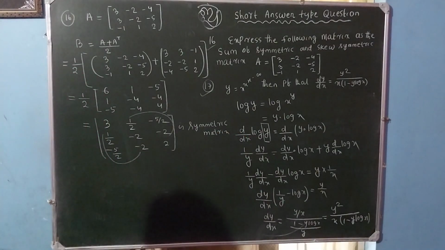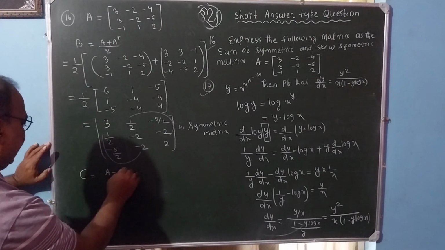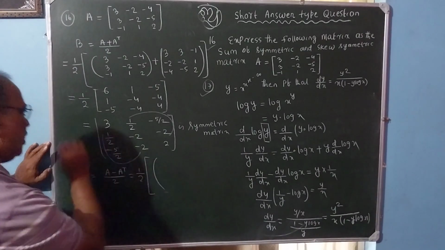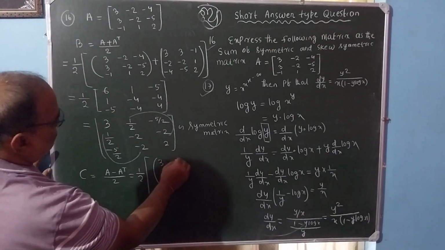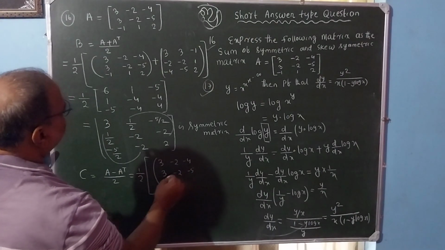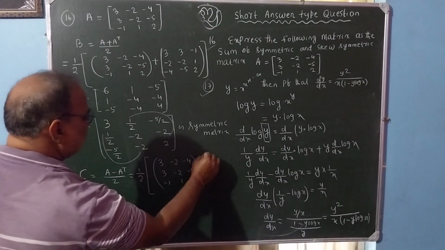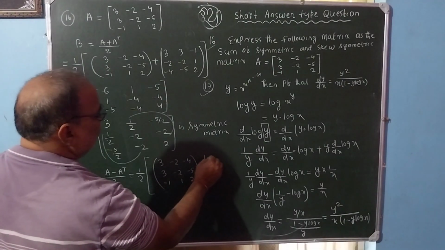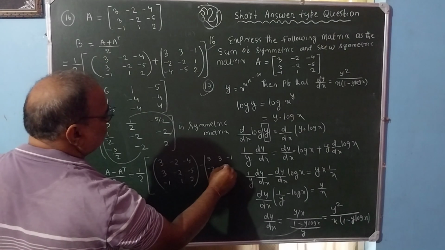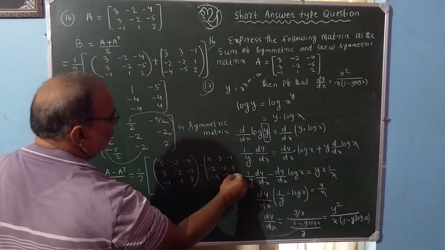Then we have to find out C. So write down C is equal to (A minus A to the power T) by 2. So that is 1/2 constant. So here A is 3, -2, -4, 3, -2, -5, and here it is -1, 1, 2, minus, here it is 3, 3, -1, here it is -2, -2, 1, here it is -4, -5, 2.